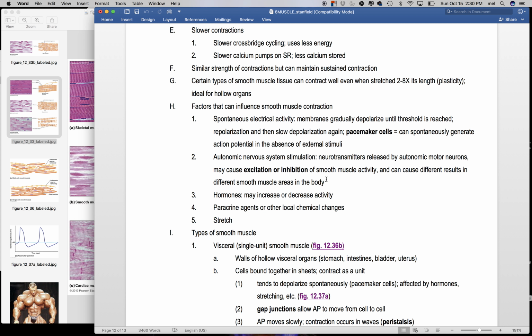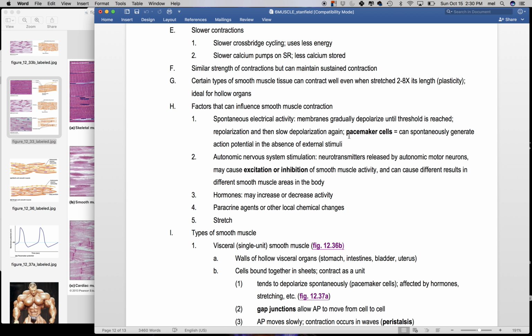Okay, so now, smooth muscle, unlike skeletal muscle, has multiple motivations for contraction. Skeletal muscle in normal situations will contract when the somatic nervous system tells it to. Smooth muscle has an inherent depolarization that will make it contract, and in addition, it can be stimulated by the nervous system and hormones and paracrine agents and stretch. So let's look at each of these.